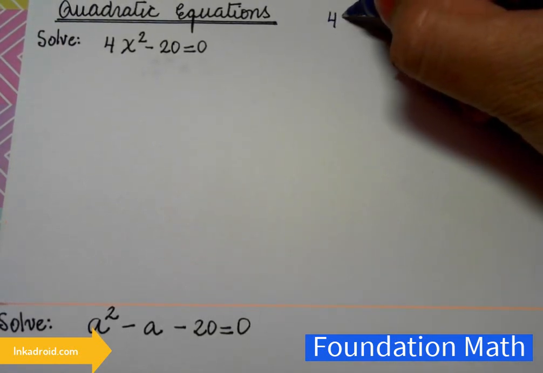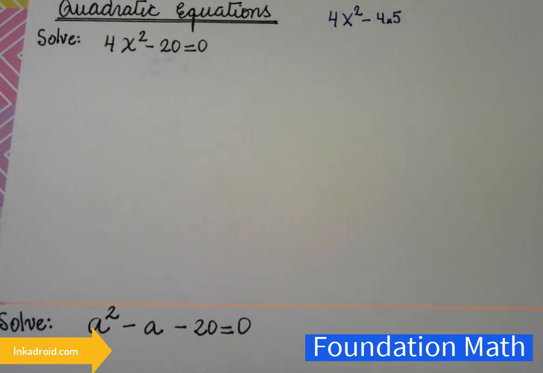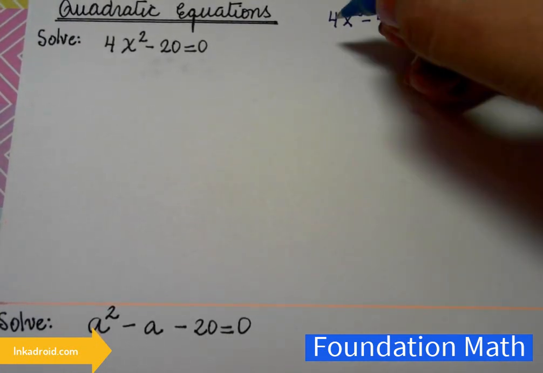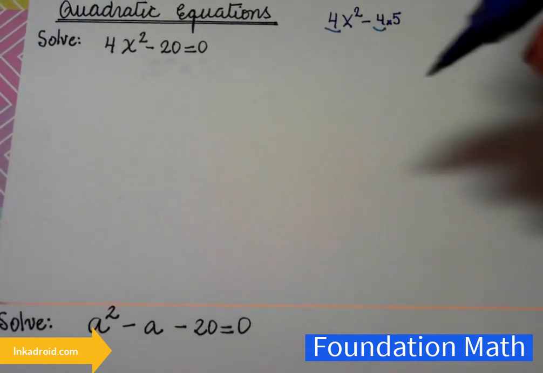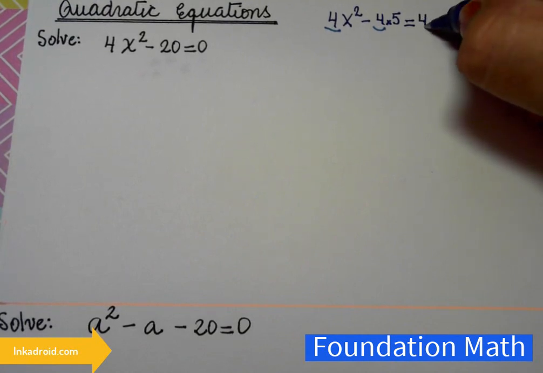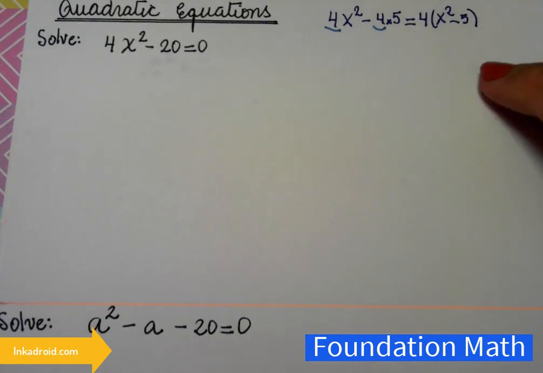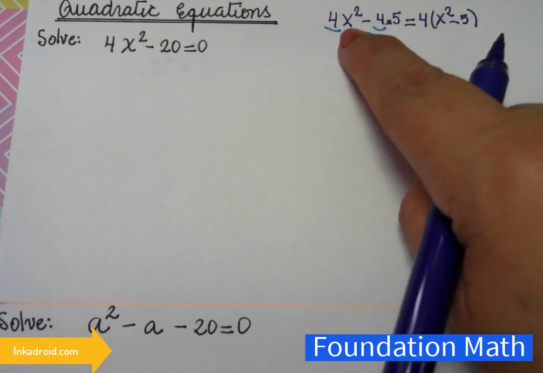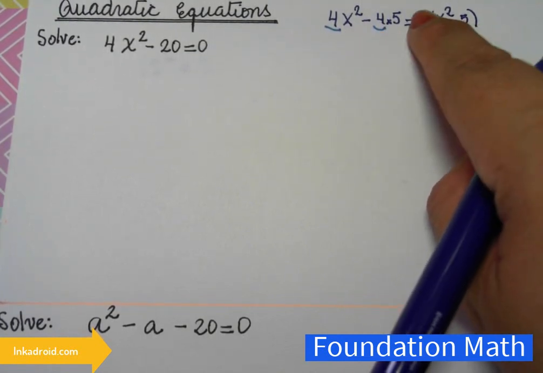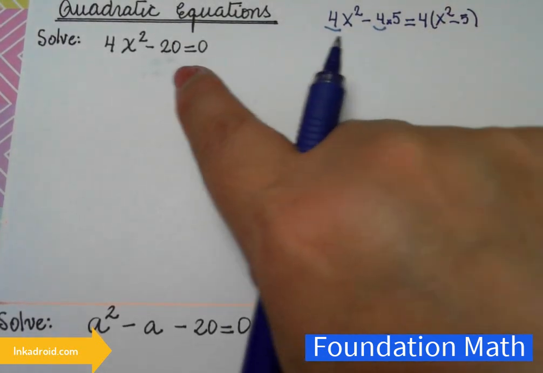4x squared minus 20 is like 4 times 5. 4 times 5 is 20. Look at this. The common factor is the number 4. So you have to factorize that number 4 in the front. So this is going to be 4 times (x squared minus 5). The common factor you write down in the front, and after you write x squared minus 5. So instead of all of this expression, you write this expression here.